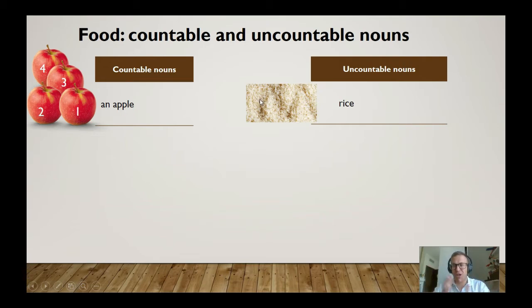Rice is just uncountable. Now this is important in English because it changes the words we use with the noun. You can have apples, 4 apples. Rices, you can't have. There's not more than one rice. There's just rice. It's an uncountable noun.